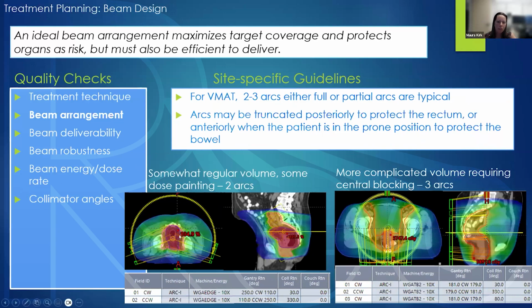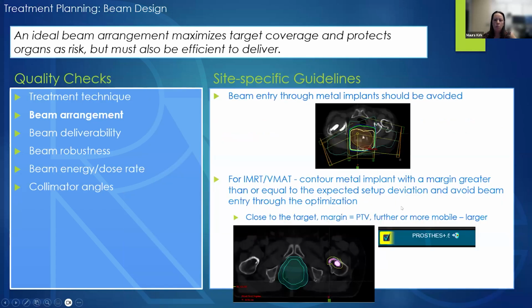Here, there's an example of a somewhat regular volume. It's pretty close to round, and maybe 2 arcs is fine for that. When you have a more complicated volume, you may end up needing 3 arcs and rotating your collimator to help with central blocking.